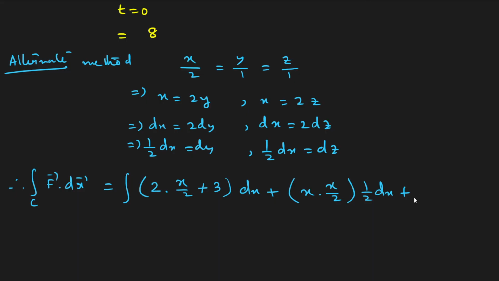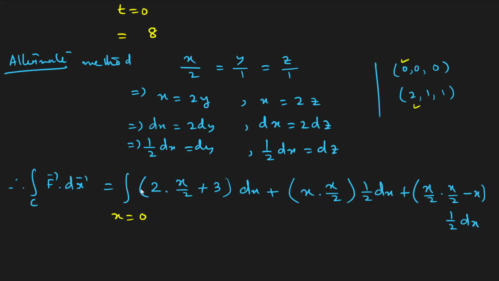And then the final term is what? We have yz minus x. So our y is x by 2, z is also x by 2, minus x. So x will remain same, and then dz, our dz is what? Half dx. Now you see, all the terms are in terms of x. So what will be the limit? So in this particular problem, what is the point? 0 0 0 to 2 1 1. So we have to put the limit of x. So x is 0 and then x is 2. So the limit of x is 0 to 2.